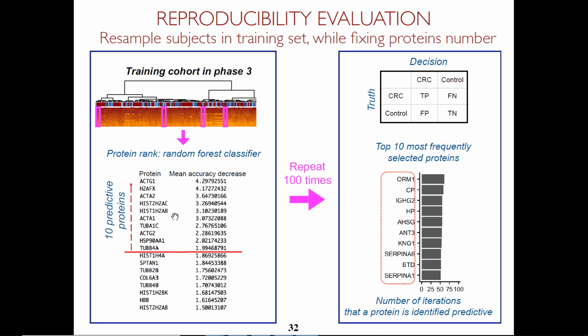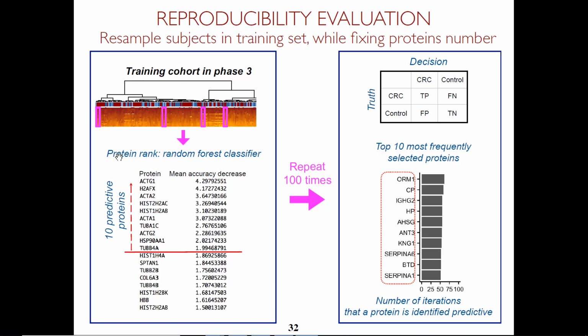We will vary the number of subjects. Let's say we take a subset of subjects and use them to develop this rule. We will see how well they did, essentially in terms of accuracy, so true positives versus false positives. And we will also record which proteins were in the top 10 most predictive proteins.